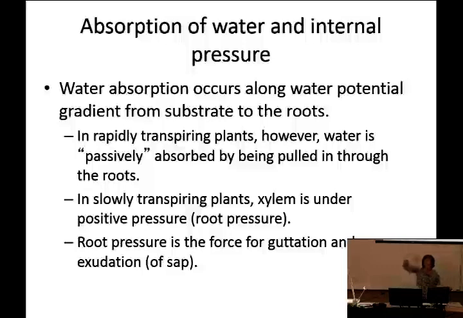And then under different conditions, the magnitude of pull and push is going to be different. For example, when plants are actively transpiring, pull is much bigger than push. When plants are not transpiring, push is going to be significant. Therefore, you might start seeing something like guttation.